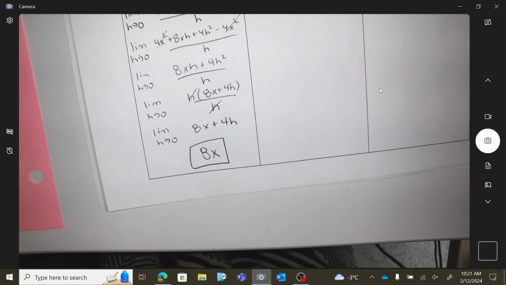So this is the general equation, but I might ask something about what's the slope at x of 2. So you would just say 16 now. You just go one little step further, right?